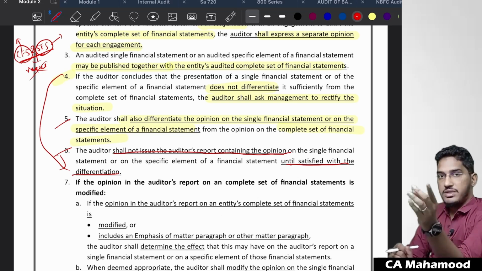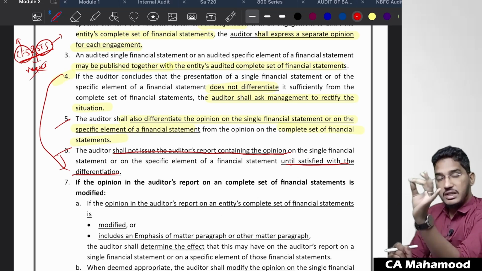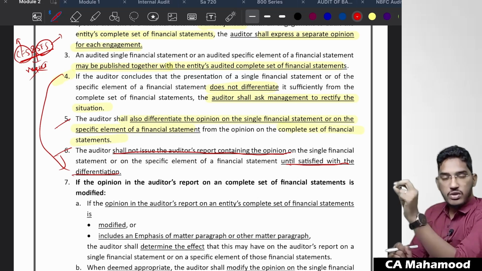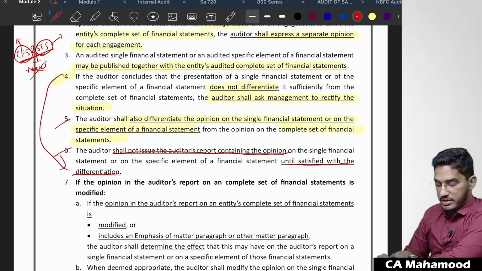In case they are not differentiating, request the management. Till the time they differentiate, you should not issue your auditor's report. You should issue the audit report only when the information has been differentiated.